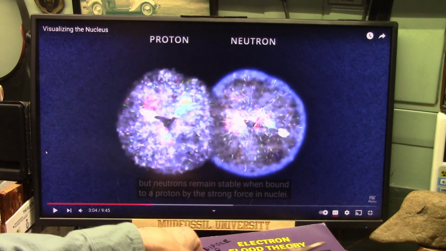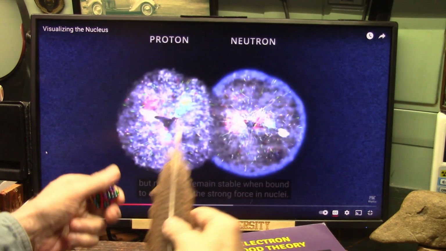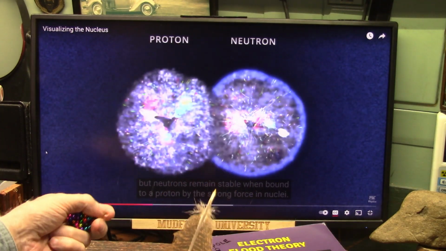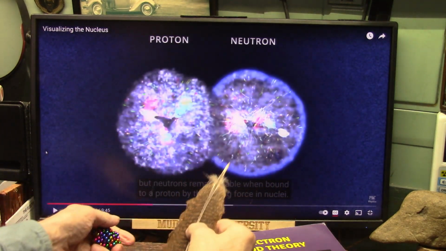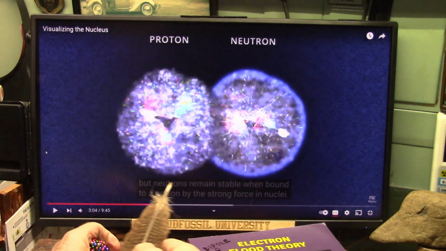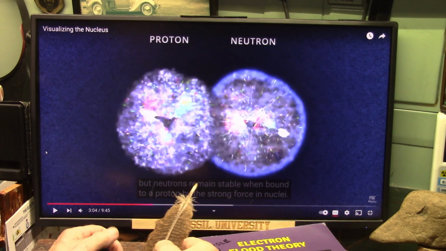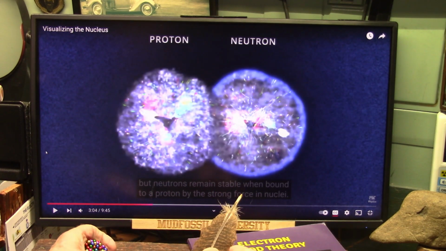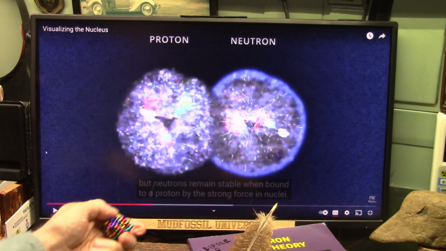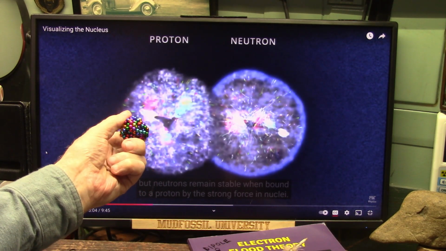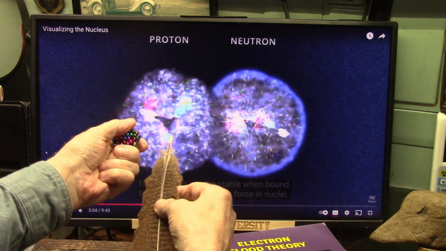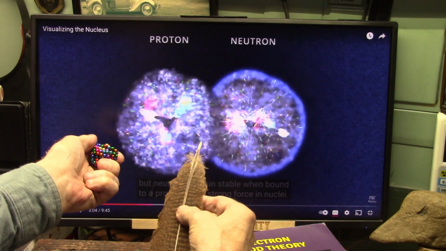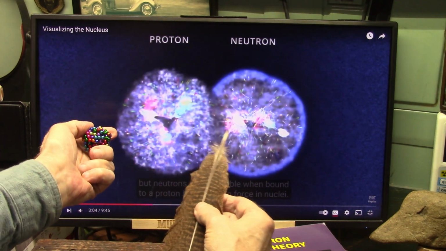Okay, this finishes it off. We're only 3 minutes in, and they realize they can't see down inside to see what's going on. It says neutrons remain stable when bound to a proton by the strong force in the nuclei. That's just not correct at all. They're not bound to them by some strong force.